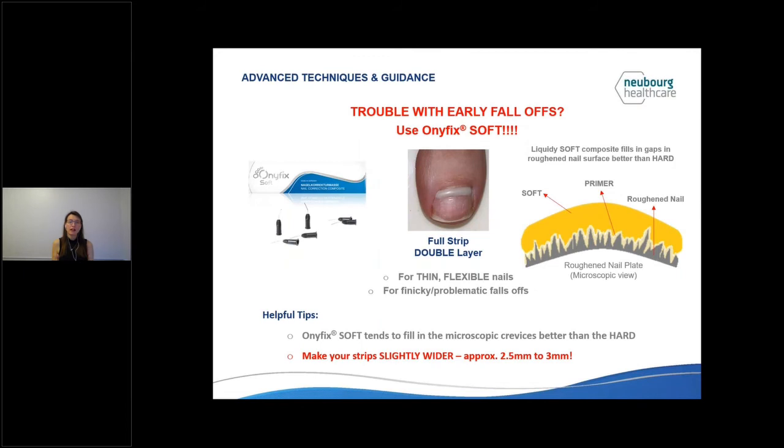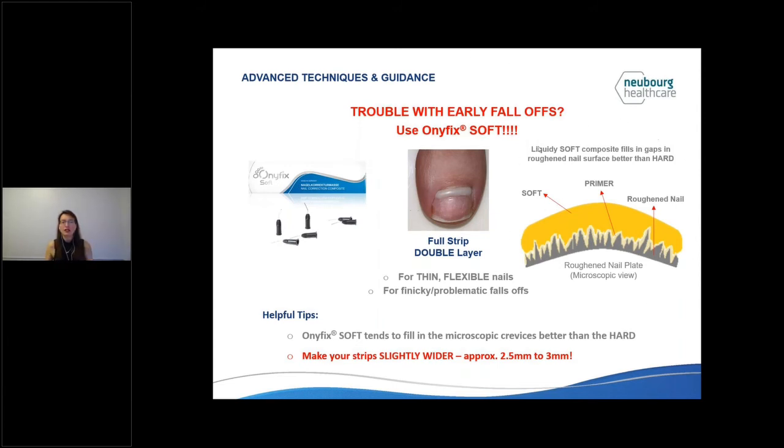We are finding that Onyfix users now are using the soft and the hard in about 60% for the soft and only 40% for the hard. So it's a great new use all of a sudden for the soft, because we're finding it's working better for finicky nails. And the reason for that is this.